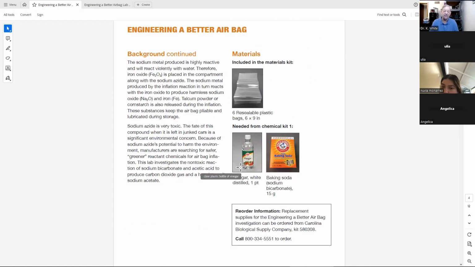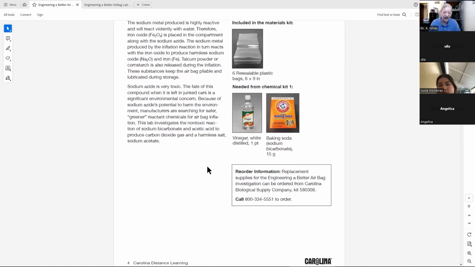So if we go to some dump yard where they have junk cars and they've got steering wheels and other things with uninflated airbags, there's a lot of sodium azide in those junkyards, in the junk cars. And that's a hazard to our environment. We've got enough problems now.